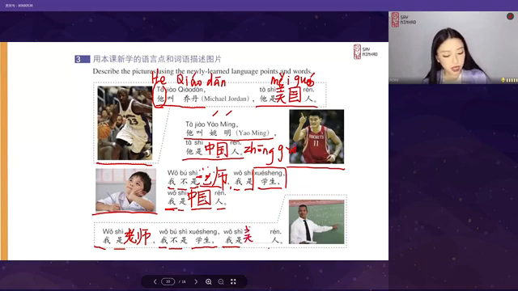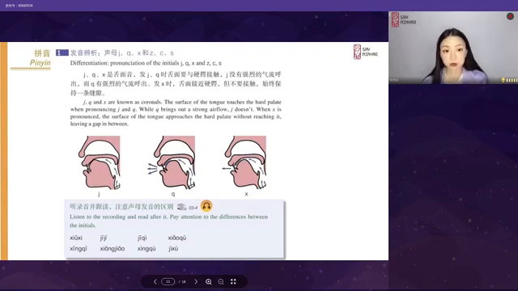So let's just say he's from America. So 我是美国人. Okay, try to read it from the start. 我是老师，我不是学生，我是美国人。Okay, very good. So this is for today's exercise. Now let's move on to next part.